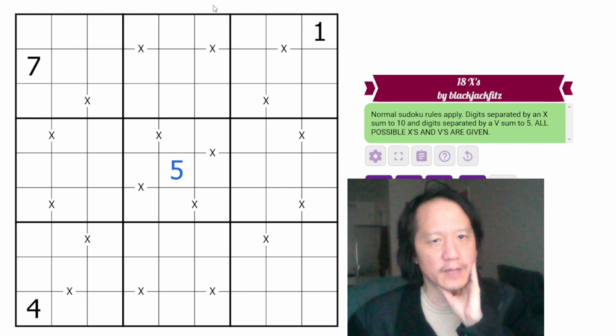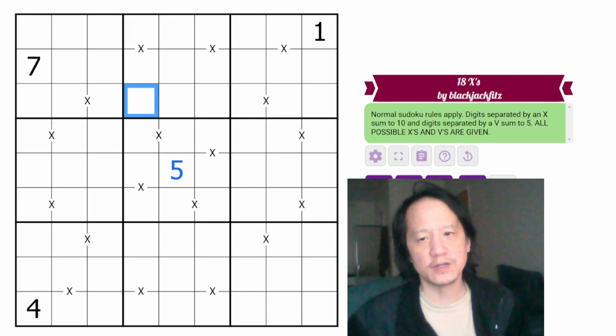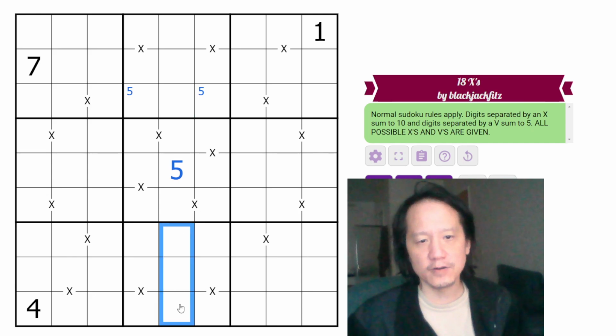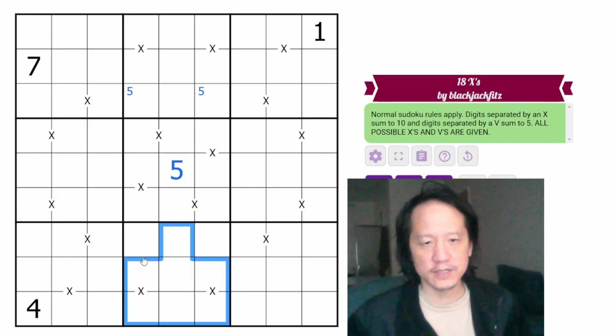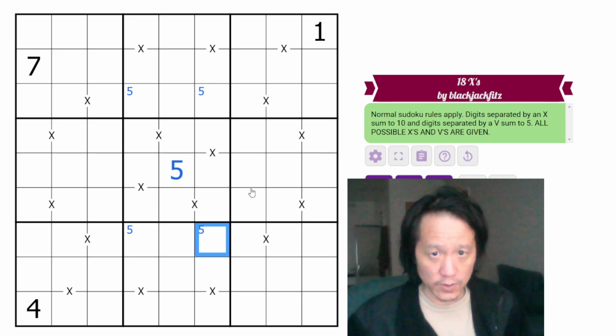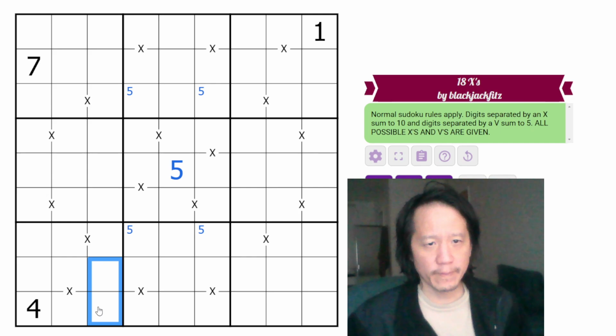So in box 2, where is the 5? It cannot be any of these cells. It can't be next to an X. Therefore, it must be one of these two cells. Similarly, in box 8, where is the 5? It cannot be any of these cells, can't be next to an X, so it must be one of these two cells. Let's see. This can't be 5, so one of these three is 5.